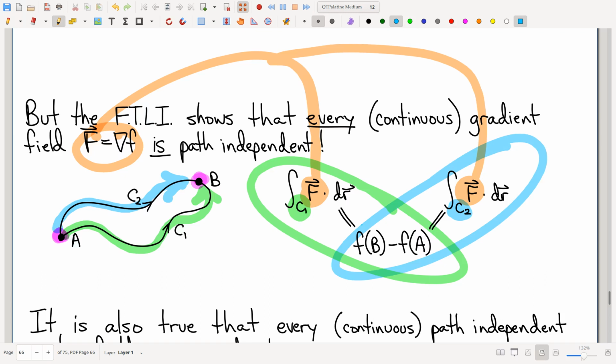And because these two curves, and again, very important, they start at the same point, they end at the same point, that means that f of b minus f of a is the same for both of these line integrals. And that means that the integrals themselves are equal. And that means that our vector field, our gradient vector field, has to be path independent. Everybody on board with that? Okay. Questions? Feel free.